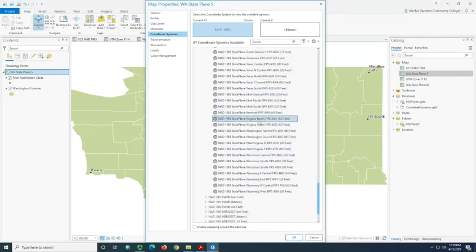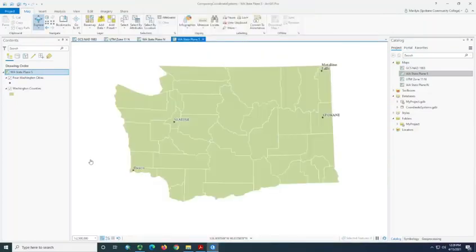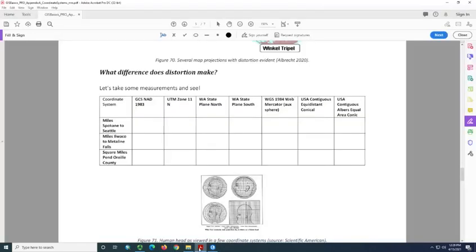Washington South, okay. Bam, and so very subtle. See that? Very subtle difference. And both at the same scale. Let's see what was after that.